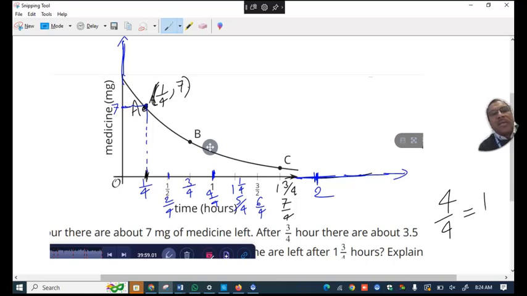Then it also tells after 3/4. That means almost 45 minutes. How much of the medicine stays in the body? This piece says 3.5. So this is 3/4, and this is 3.5 that stays. What happened here?